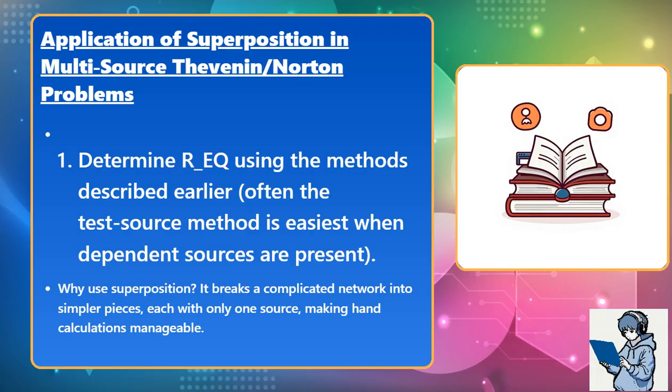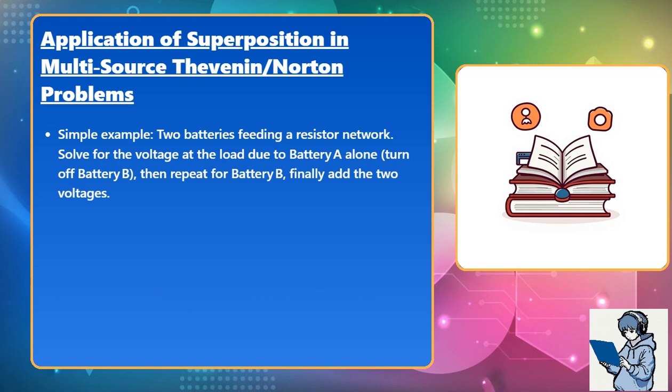Why use superposition? It breaks a complicated network into simpler pieces, each with only one source, making hand calculations manageable. Simple example: 2 batteries feeding a resistor network. Solve for the voltage at the load due to battery A alone, turn off battery B, then repeat for battery B, finally add the 2 voltages.